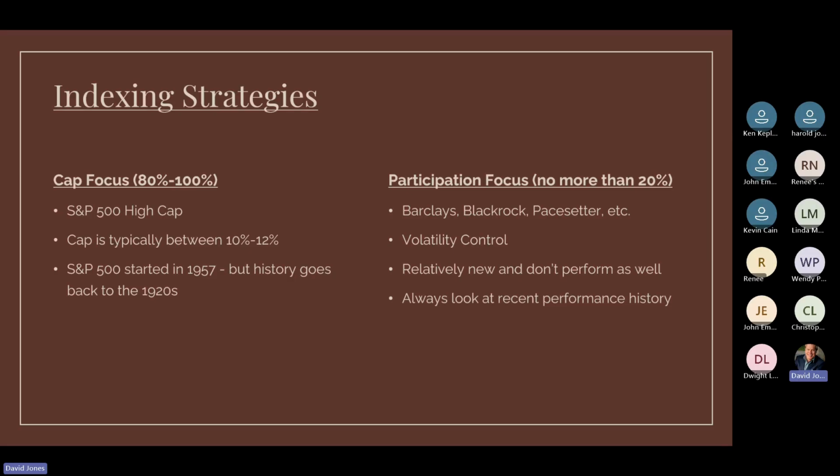And Barclays, Pacesetter. Yeah, Pacesetter is another one that's out there, sometimes called volatility control. But they're relatively new compared to the S&P 500, and the reason they have a higher participation rate, so you can get higher returns, is because frankly they historically have not performed as well, and they don't go back nearly as long. They're relatively new. You can run the historical performance on those and show people all about it too. Not that you discount them and discard them, just be aware of that.